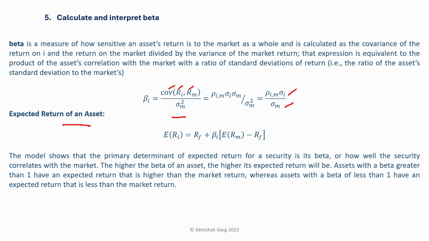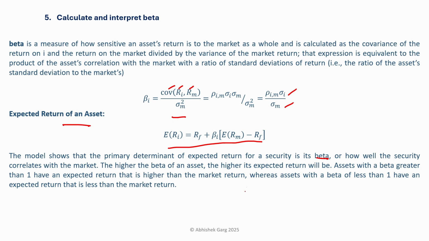So basically the expected return of an asset is equal to the risk-free rate plus beta times the excess return of the market. That means the expected market return minus the risk-free rate. So this is your expected return on an asset. It shows that the primary determinant of expected return for a security is its beta. The higher the beta of the asset, the higher its expected return will be. Assets with a beta greater than 1 have an expected return that is higher than the market return, whereas assets with a beta of less than 1 have an expected return that is less than the market return.